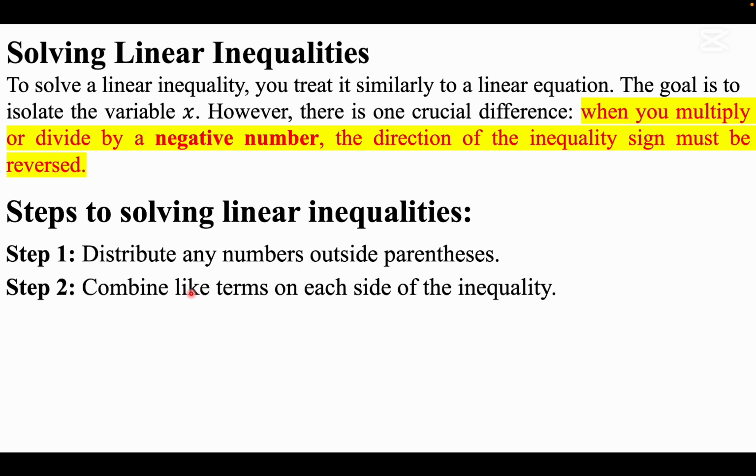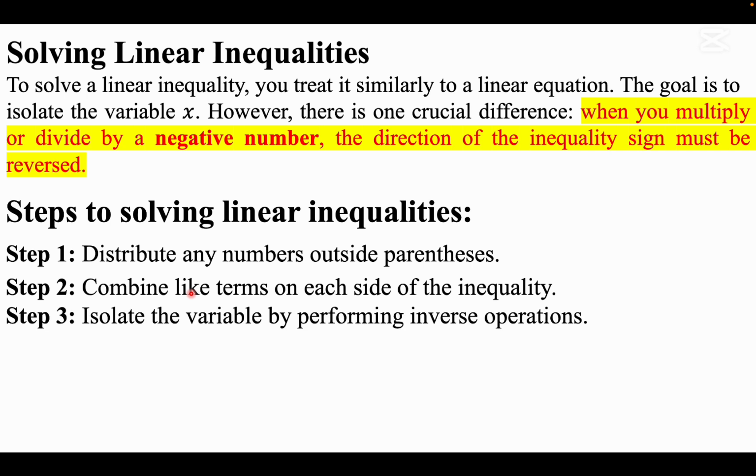Step 2, combine like terms on each side of the inequality. So if you do have like terms, make sure you combine those before you proceed to the next step. Step 3, isolate the variable. And of course, in order to isolate the variable, we have to perform the inverse operation, right?